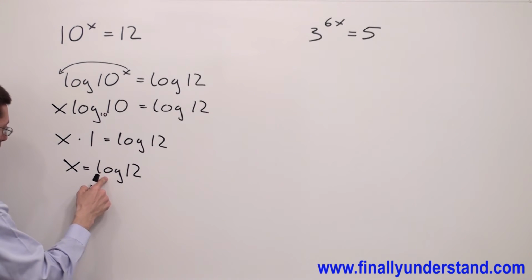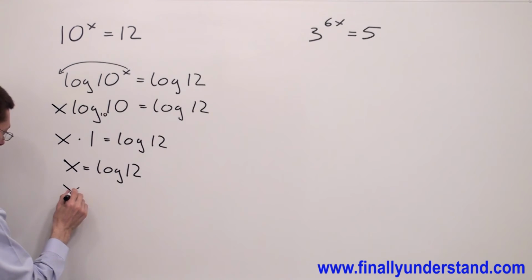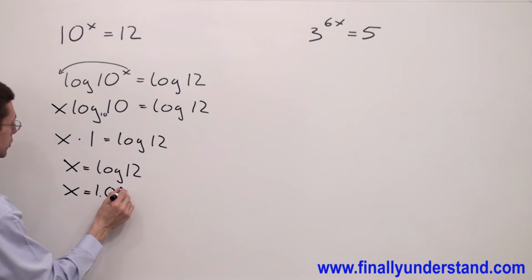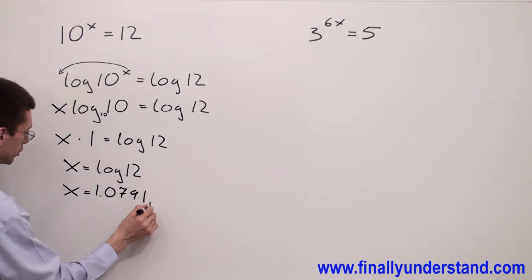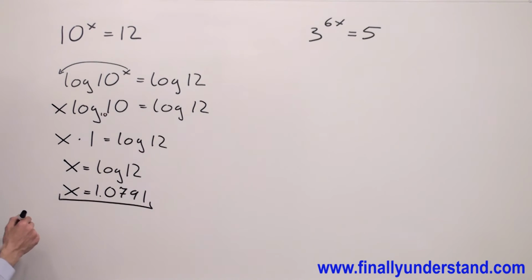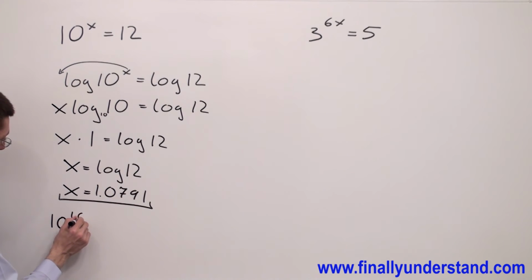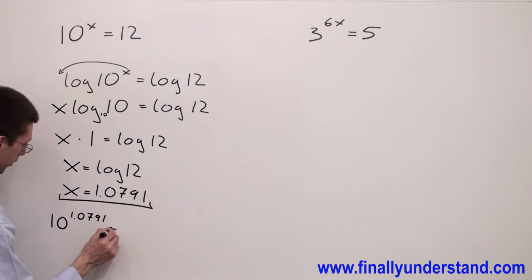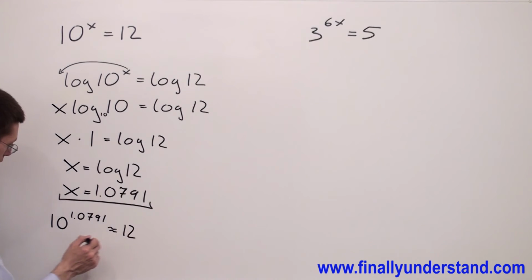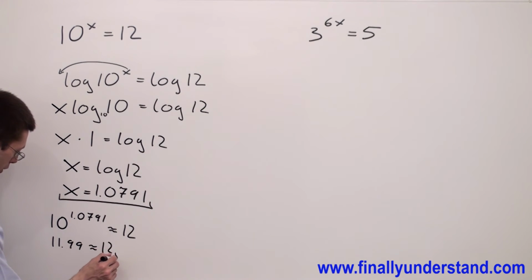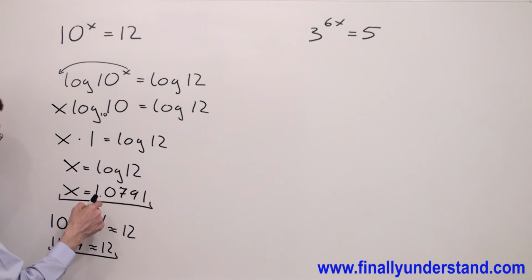In order to find the value of x, you're supposed to use the calculator. Simply type logarithm 12 and press enter. You're supposed to get the answer 1.0791. And this is the solution to the problem. If you want to prove that this is true, again, you're supposed to use the calculator and simply find how much is 10 to the power 1.0791. It has to be approximately 12. On my calculator, this is equal to 11.99 and some change, so we can say this is equal to 12. So x equals 1.0791 is the solution to my problem.